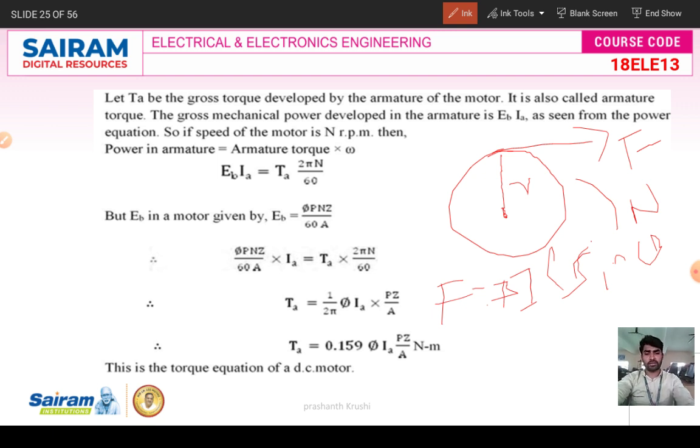Ta is equal to 2 pi N by 60. Ta is equal to 1 by 2 pi phi IA PZ by A. So torque is equal to 0.159 phi IA PZ by A Newton meter. Torque is directly proportional to flux, and directly proportional to IA. This is the torque equation of DC motor. Okay.